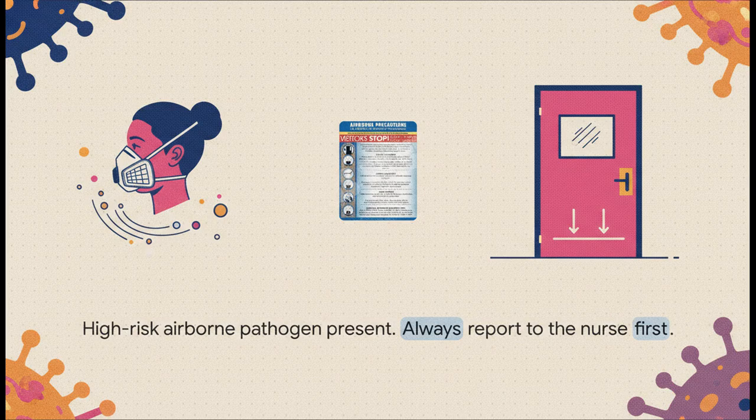Airborne precautions require special measures, like putting the patient in a negative pressure room, which is called an Airborne Infection Isolation Room, or an AIIR. It also means you have to wear a specially fitted N95 respirator. A standard surgical mask just won't cut it. The risk here is on a whole other level.